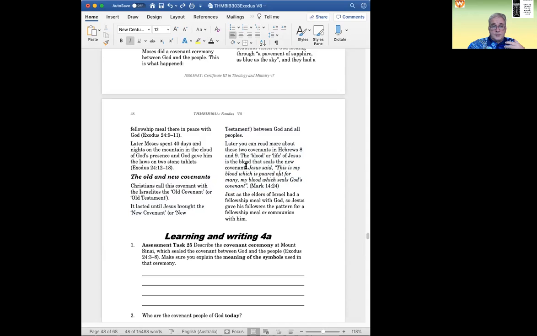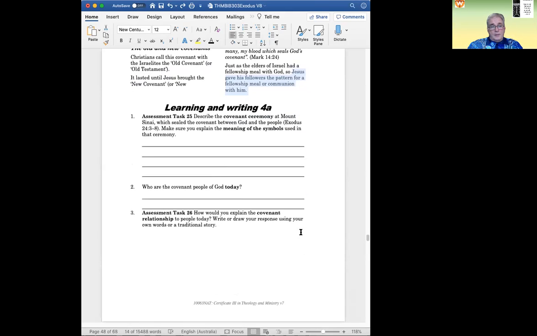And as Jesus says, this is... and of course there is blood with the new covenant, and the blood is not the blood of any pure young animal. The blood that seals the new covenant is actually the blood of Christ himself. So Jesus said, this blood is poured out for many, and my blood seals God's covenant, Mark 14. So just as the elders of Israel had a fellowship meal with God, Jesus gave his followers a pattern for a fellowship meal, or for communion, or for Eucharist or Mass, whichever word you use in your tradition, in your church.